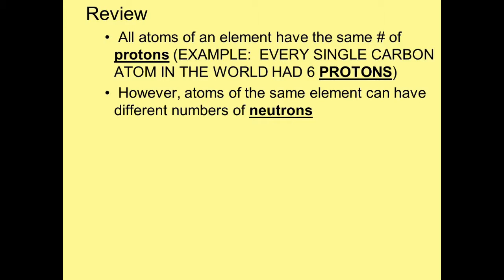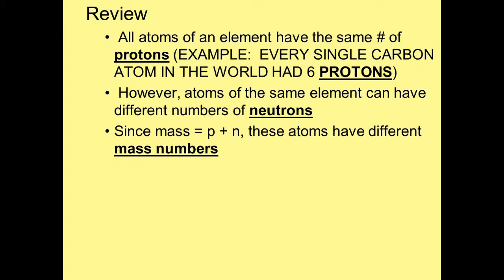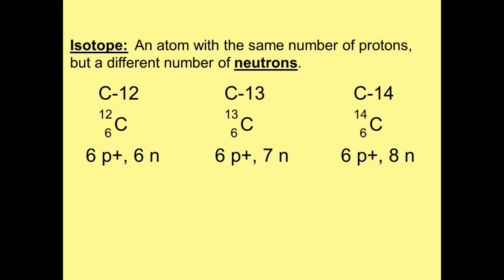However, atoms of the same element can have a different number of neutrons. Since mass is protons plus neutrons, these atoms have different mass numbers. But that doesn't mean it's not still a carbon atom. For example, we've got carbon 12, carbon 13, and carbon 14. Carbon 12 is the most common.